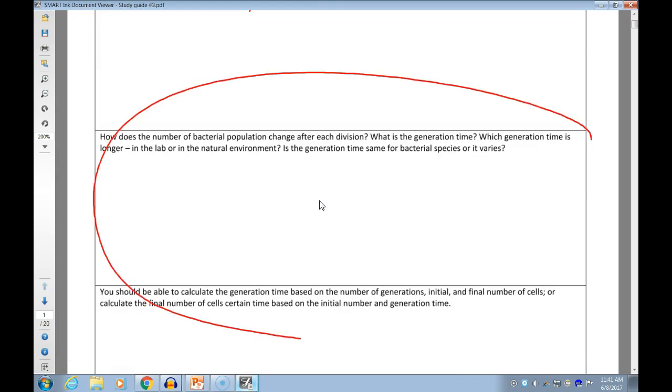This is mostly about that doubling time. Know what the generation time is, know how every generation time, every like 20 minutes, bacterial population doubles. Know that the lab generation time is shorter always because nutrients are more abundant. Understand that generation time is different for different species.